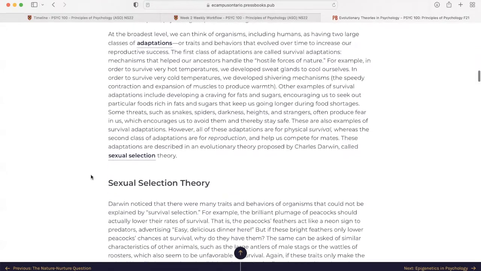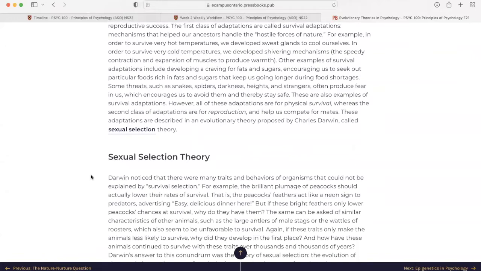Some threats, such as snakes, spiders, darkness, heights, and strangers, often produce fear in us, which encourages us to avoid them and thereby stay safe. These are also examples of survival adaptations. However, all of these adaptations are for physical survival, whereas the second class of adaptations are for reproduction and help us compete for mates. These adaptations are described in an evolutionary theory proposed by Charles Darwin called sexual selection theory.